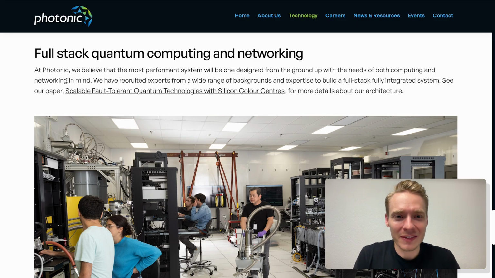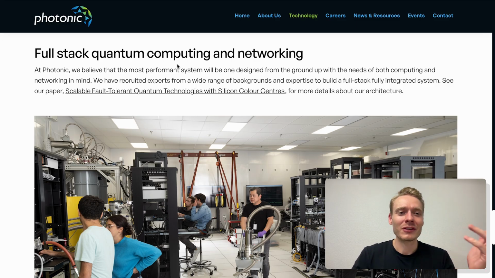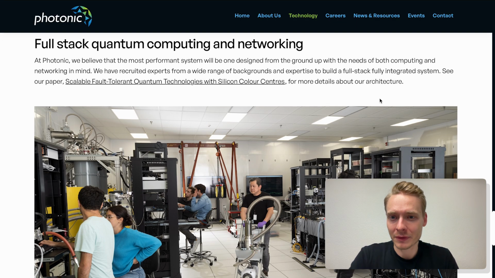So, full stack quantum computing and networking. At Photonic, we believe that the most performant systems will be the ones designed from the ground up with the needs of both computing and networking in mind. We have recruited experts from a wide range of backgrounds and expertise to build a full stack, fully integrated system. See our paper, Scalable Fault-Tolerant Quantum Technologies with Silicon Color Centers, for more details about our architecture.